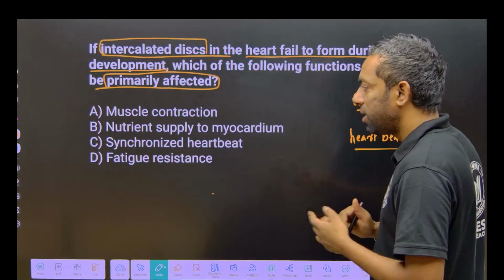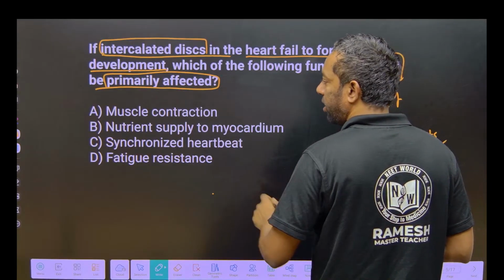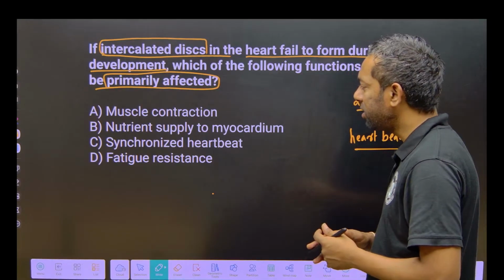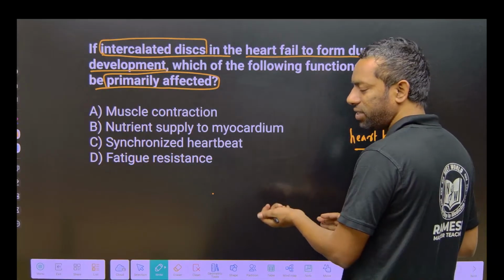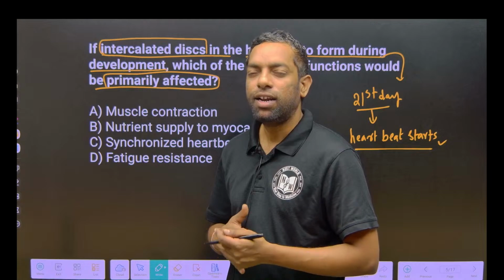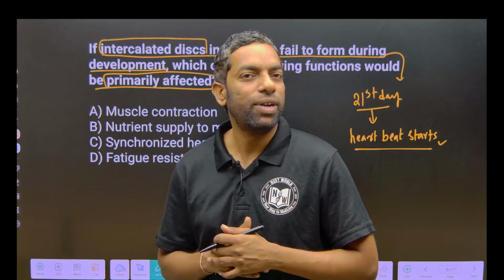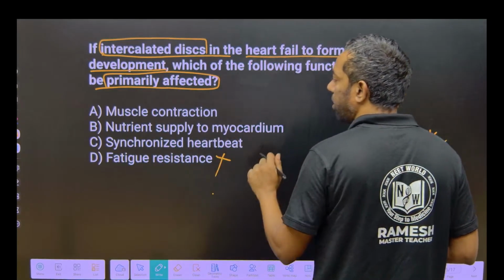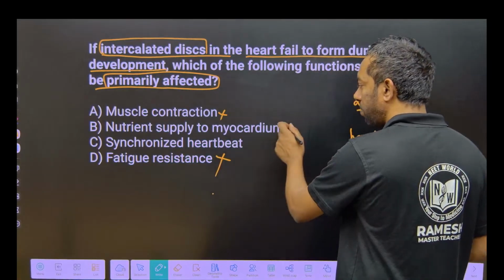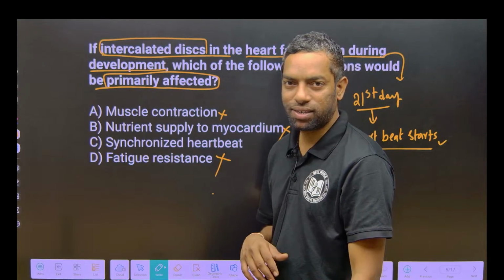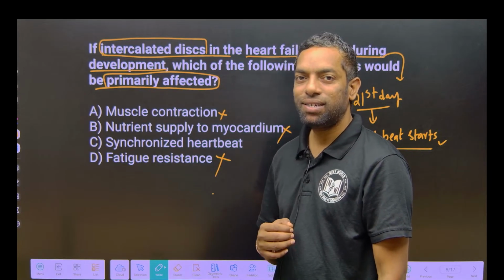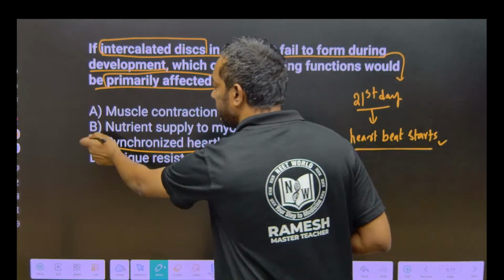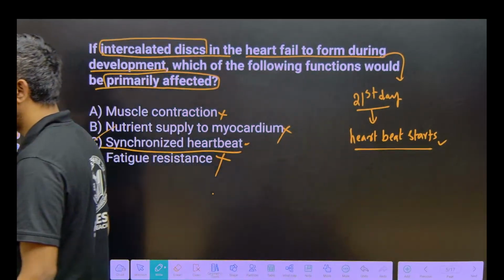Is it muscle contraction? Is it nutrient supply to the myocardium? Is nutrient supply the main function of the intercalated disc? Not at all. Fatigue resistance? Intercalated discs are not about fatigue resistance. So these are wrong answers. Muscle contraction is not it either. Nutrient supply is not the prime function of the intercalated disc. They transmit signals through the gap junctions, giving a synchronized heartbeat, guys. This is the right answer. C is the right answer for this question.